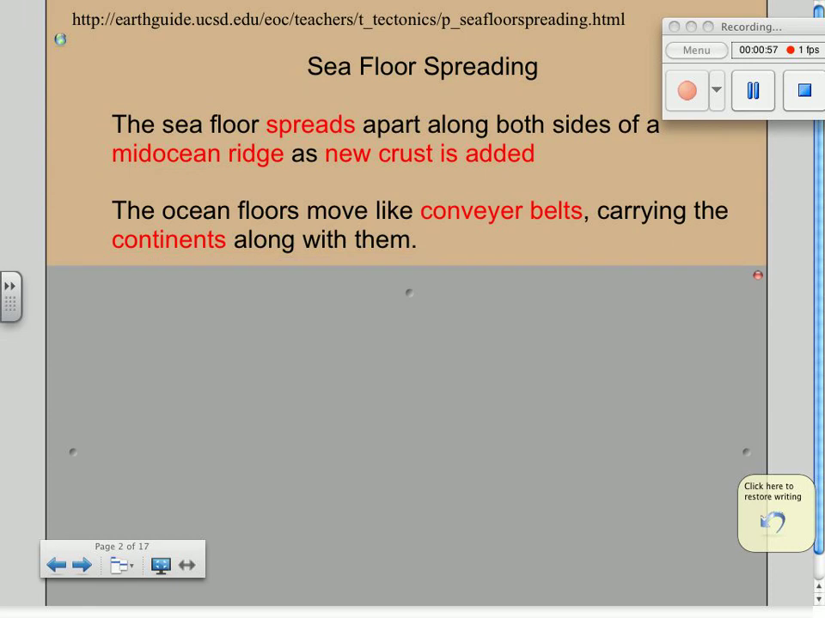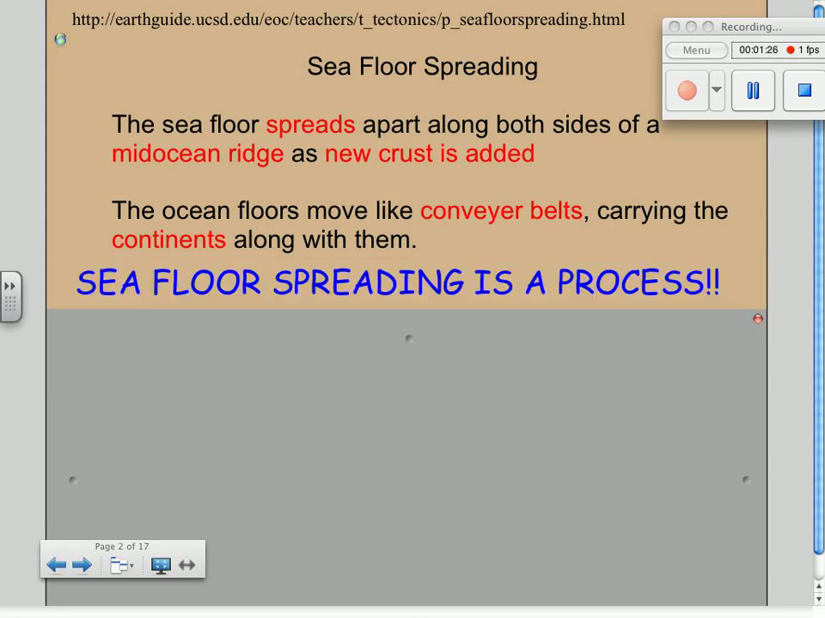And when seafloor spreading occurs, the ocean floor moves like conveyor belts, carrying the continents along with them. So think of going to the grocery store, you put your food on top of the conveyor belt and it moves it to the cashier. The ocean floor is like that conveyor belt, and if there is a continent sitting on top of it, it will move in the direction that that ocean floor is moving.